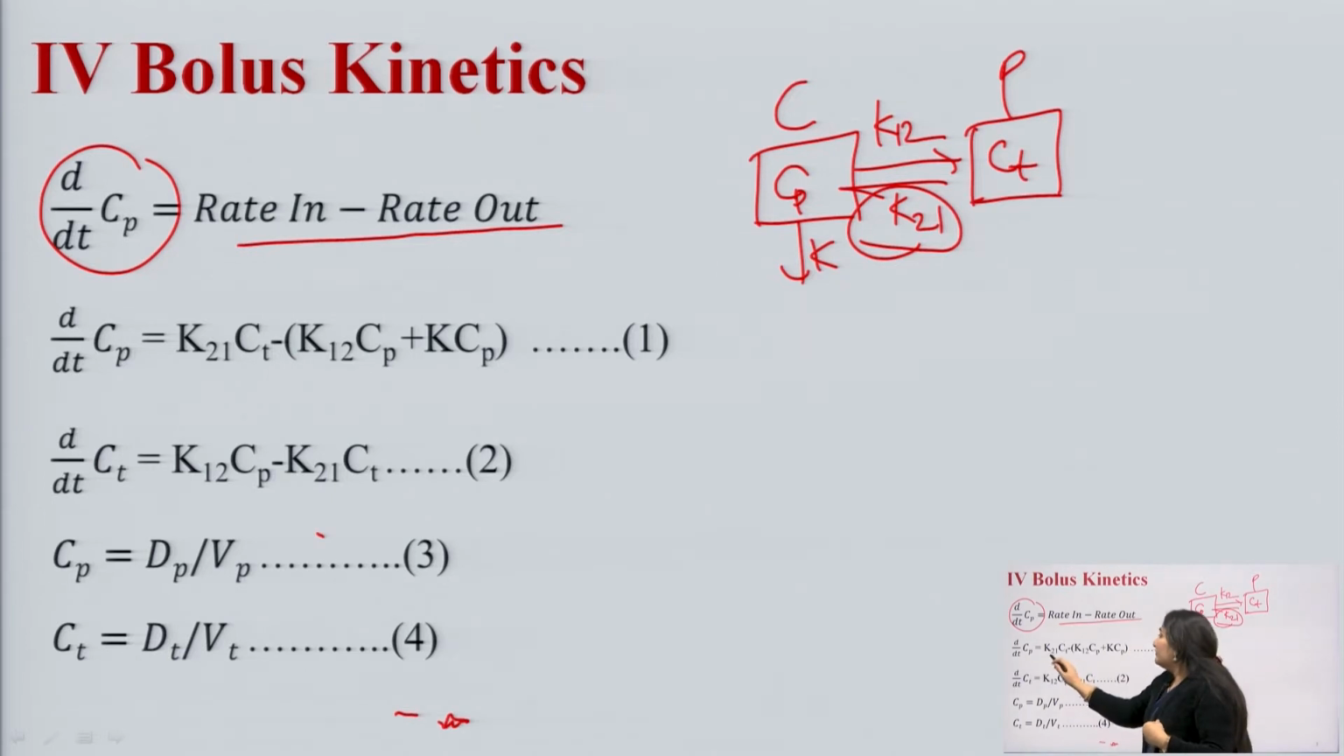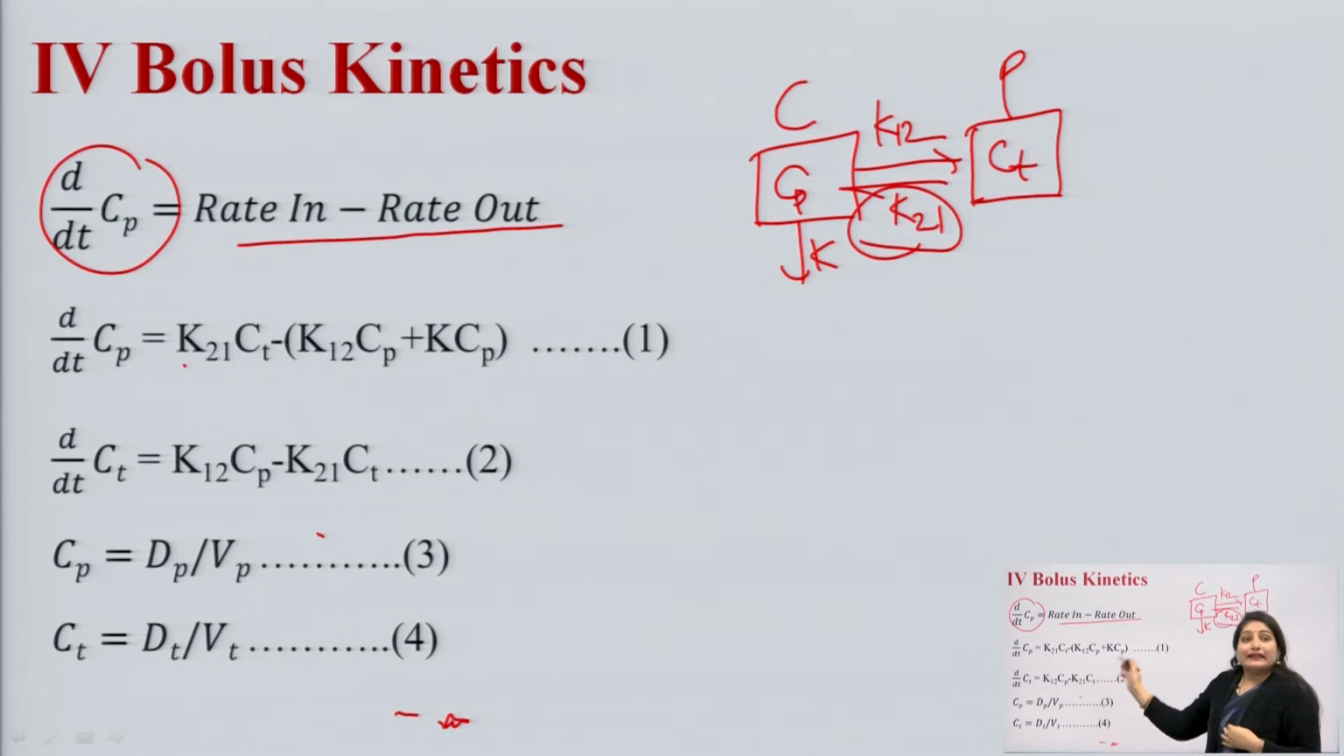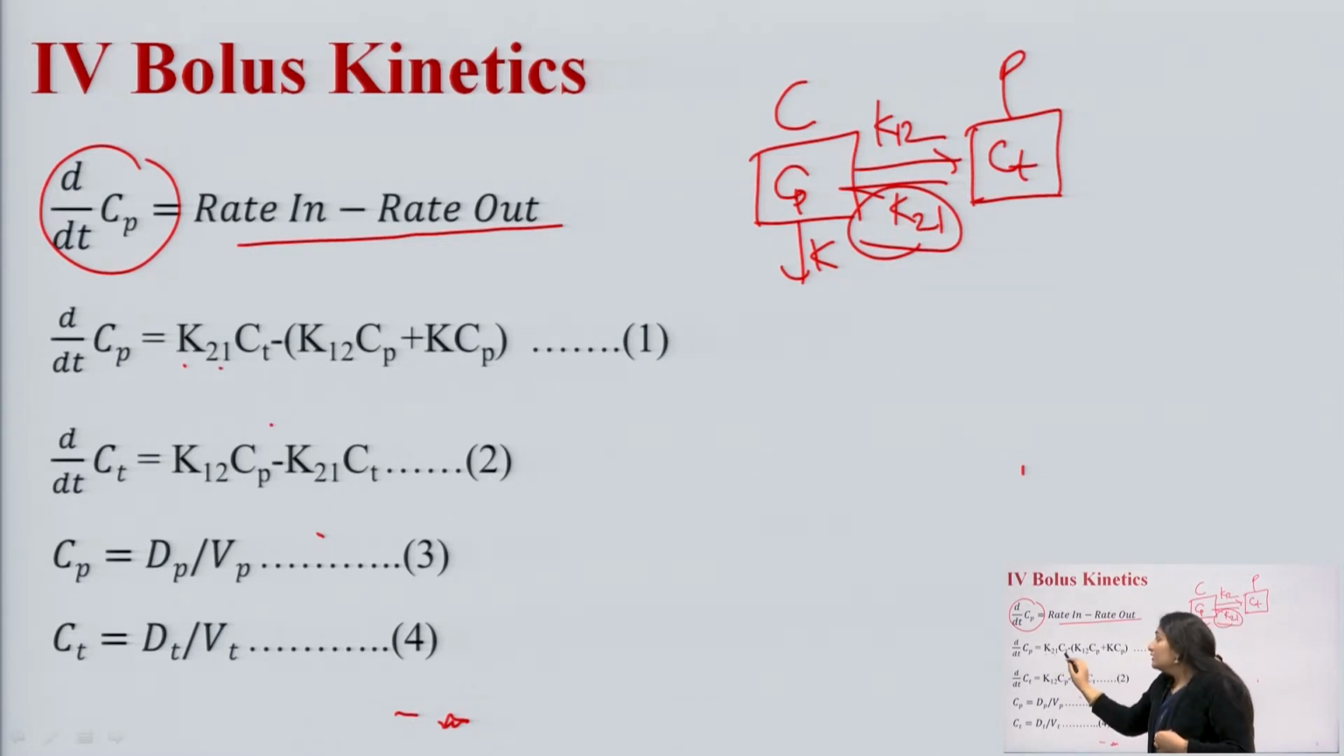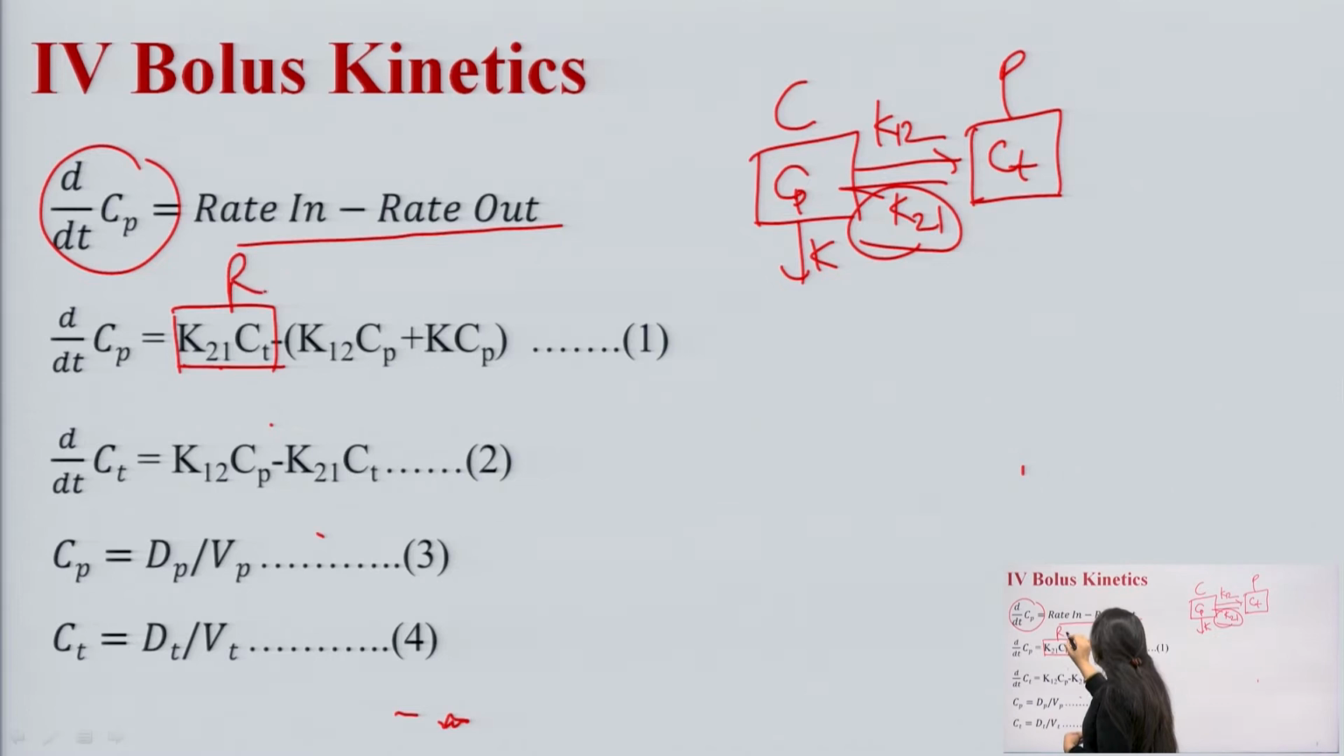That is why we have written K21. Okay. And the drug is reaching the central compartment from where? From the peripheral compartment. So, we can say this Ct is reaching this compartment with the help of this rate constant, that is K21. That is why we have written K21 into Ct. Okay. This is representing the rate in.